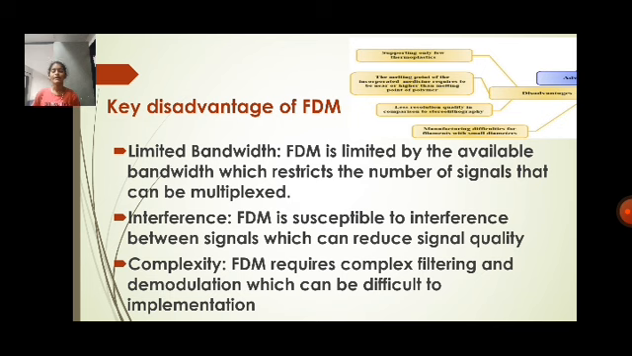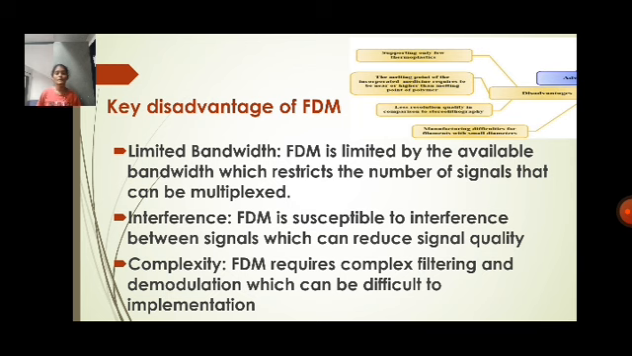In this slide, I will explain about disadvantages of FDM. First disadvantage is limited bandwidth, second is the interference, third is the complexity. First, limited bandwidth. FDM is limited by the available bandwidth, which restricts the number of signals that can be multiplexed. And second disadvantage is interference. FDM is susceptible to interference between signals, which can reduce signal quality.